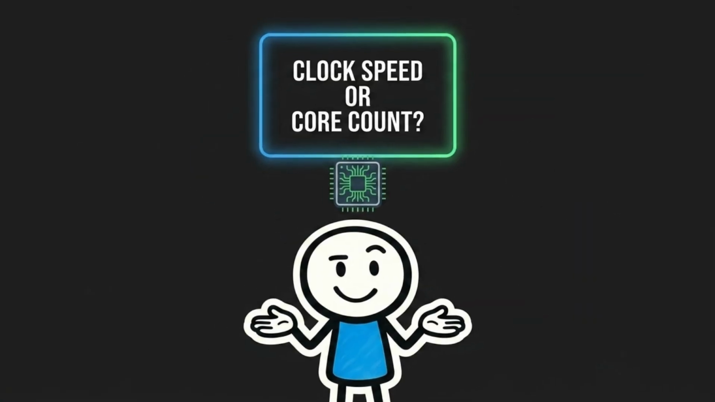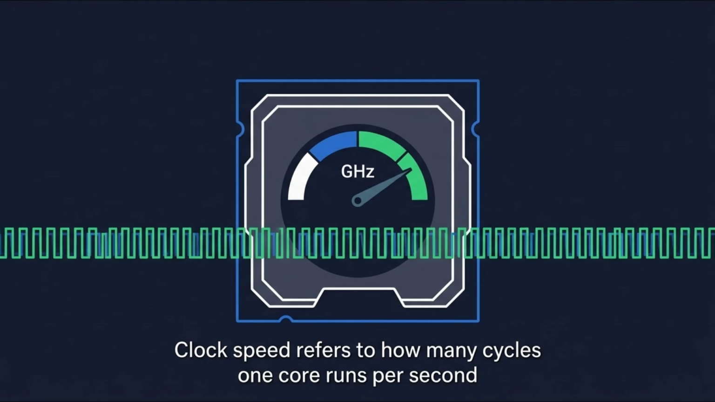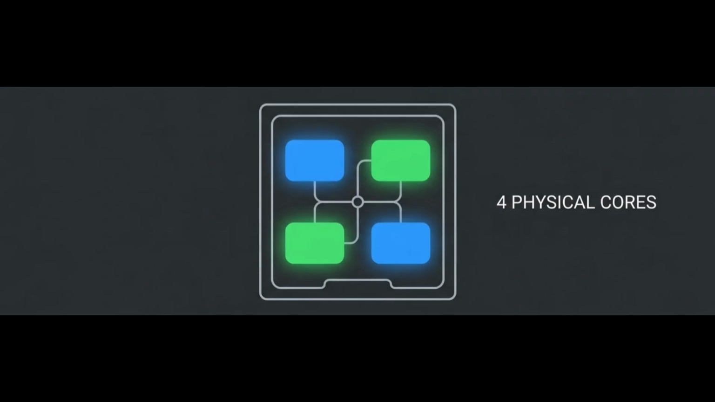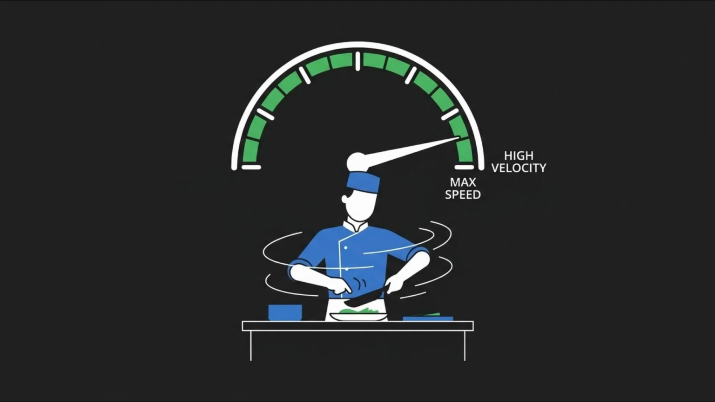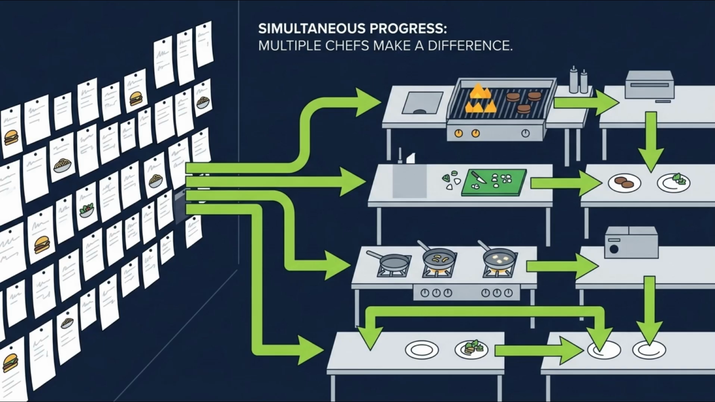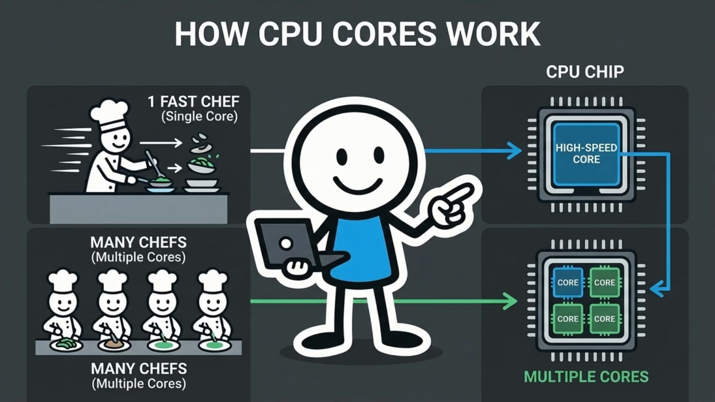Now you might be wondering, what matters more, clock speed or core count? The answer is, it depends on the job. Clock speed, usually measured in gigahertz, tells you how many cycles a CPU core runs per second. Core count tells you how many physical cores the CPU has available. Think of it like a kitchen. Clock speed is how fast one chef works. Core count is how many chefs are in the kitchen. If one dish has to be made by one chef, then having a very fast chef matters a lot. But if the restaurant has many orders at the same time, having more chefs can make a huge difference. CPUs work the same way.